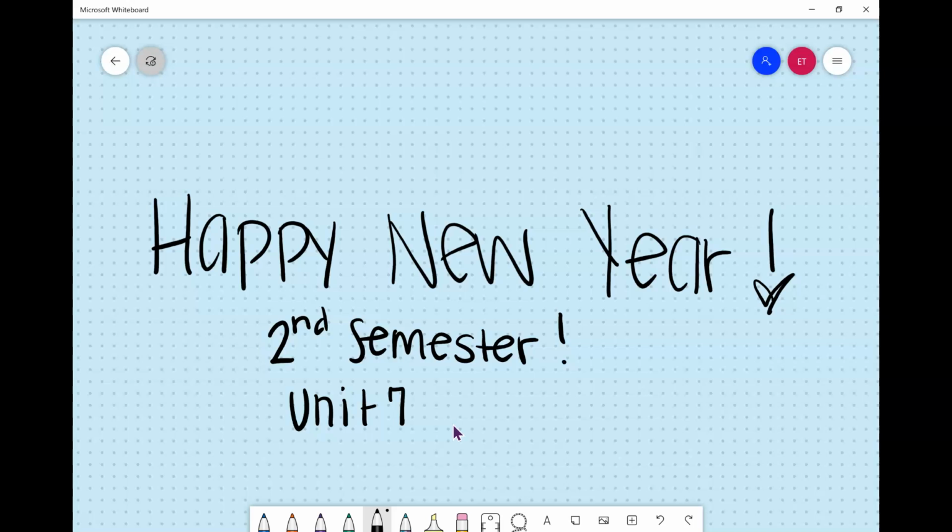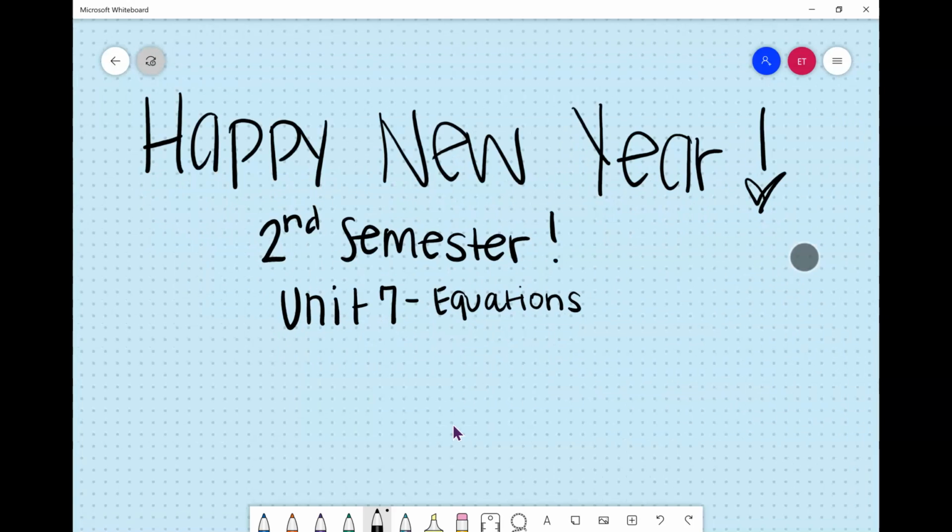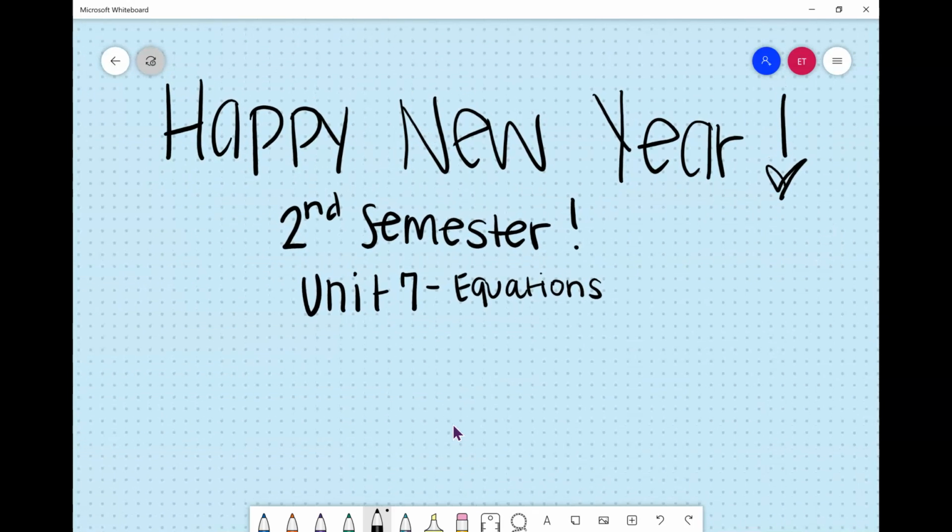So, like I said, we're getting into Unit 7. Unit 7, we're going to be talking about equations. Now, whenever we're talking about the word equations, hopefully you see "equa." So hopefully you remember the equal sign. So equal sign goes with equations.